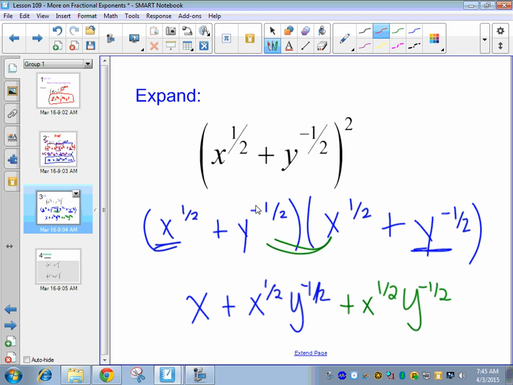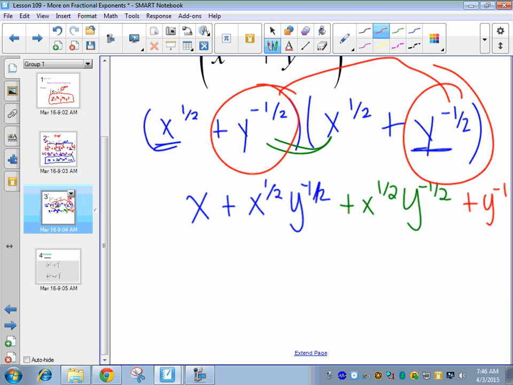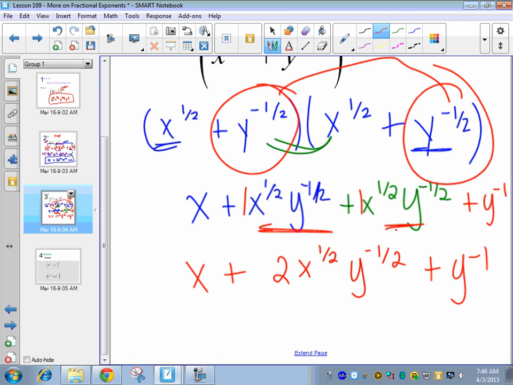And then the last times the last. Again, we have the same base. What do we do with those exponents? We add them. What is negative 1/2 plus negative 1/2? Okay, negative 1. The middle two terms are like terms. So again, there's one of these and one of these, so the middle terms add to 2 of the same thing. And then we just rewrite our first term and our last term.